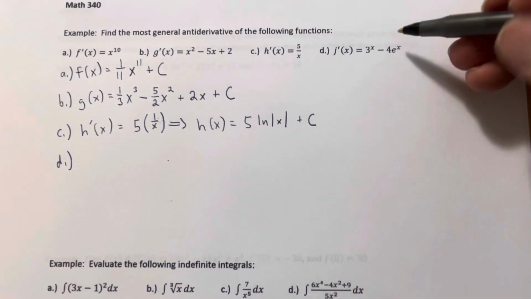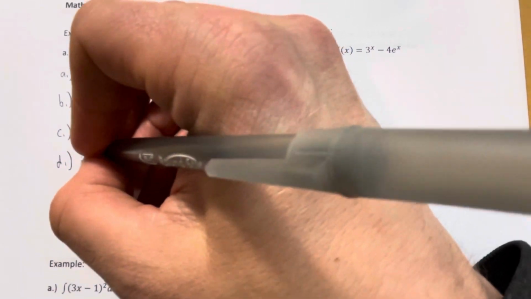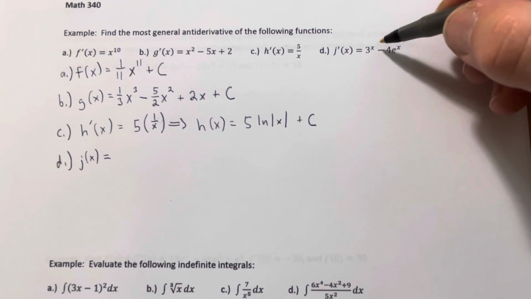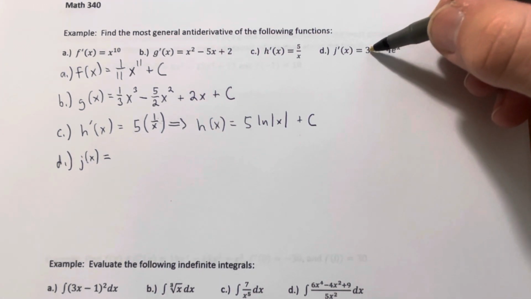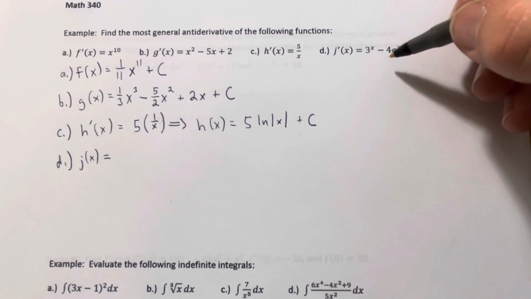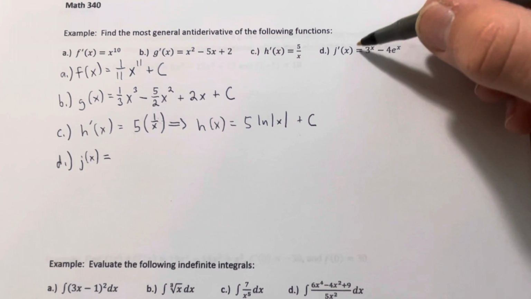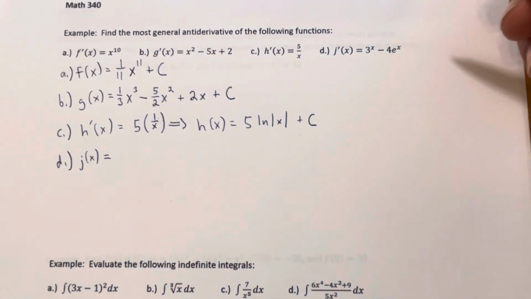D, this last one here, I have j prime of x. So that means we're looking for j of x. We want the antiderivative of this. So for this, I have a combination of two exponential functions that I'm subtracting. Here, 3 to the power of x. Remember, if you took the derivative of this, you would get the exact same function, but then you'd be multiplying it by the natural log of the base, natural log of 3.